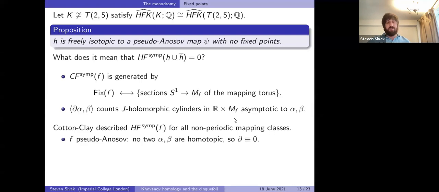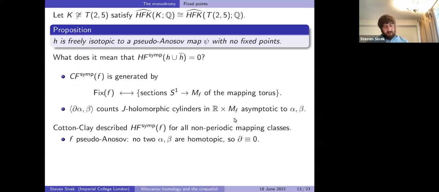So the simplest version is when you have a pseudo-Anosov map. This is the generic case. This is the case we wanted to be in, but the monotonicity condition failed. And it's known just by general facts about surface diffeomorphisms that if you have a pseudo-Anosov map, no two of these sections, alpha and beta, that correspond to fixed points are homotopic. They're said to be in different Nielsen classes. And since they can't be homotopic, there can't possibly be a J-holomorphic cylinder in R times mapping torus, because it would project down to a homotopy. So that says the differential has to vanish identically.